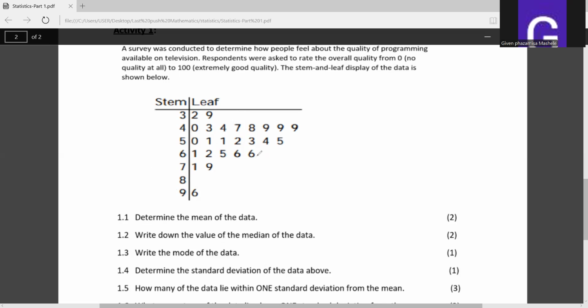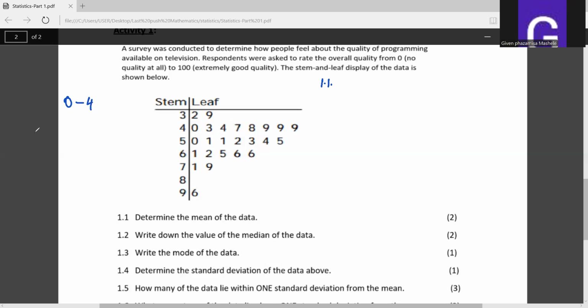According to the information, the first question says, calculate the mean of the data. Since we are dealing with ungrouped data, remember, what do we mean when we say the data is ungrouped? It's ungrouped because it's not grouped according to intervals. If it was grouped according to intervals, for example, numbers between 0 and 40, numbers between 41 and 59 or 49, this would be an example of grouped data. For now, we're dealing with data that are not grouped according to interval. I believe you are following.